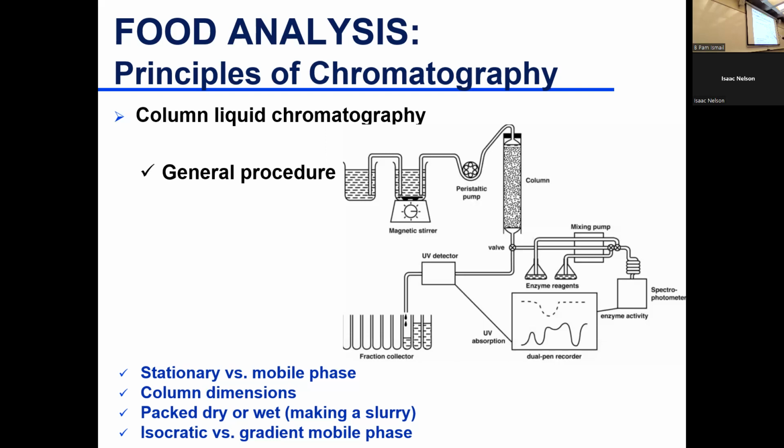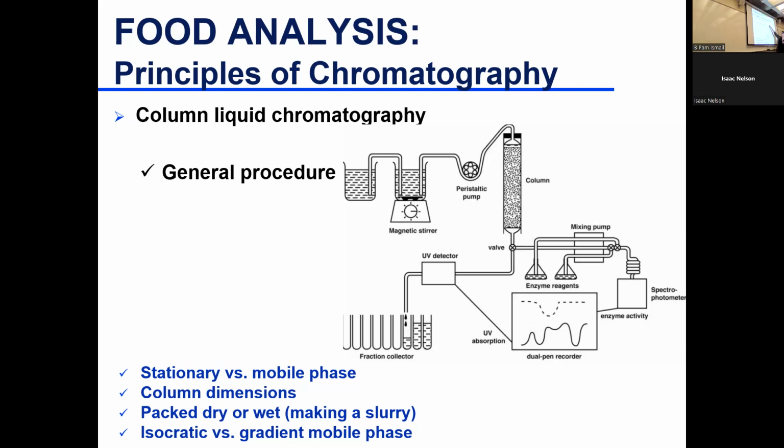So you have your column that is packed with your media, which is your stationary phase. And then you have your mobile phase in a container. And you need some sort of a pump. Okay, the peristaltic pump is for low pressure chromatography. Sometimes you have two mobile phases that you mix together, and then they get pumped onto the column. There should be a tubing for injection where you inject the sample that sits on the top of the column.